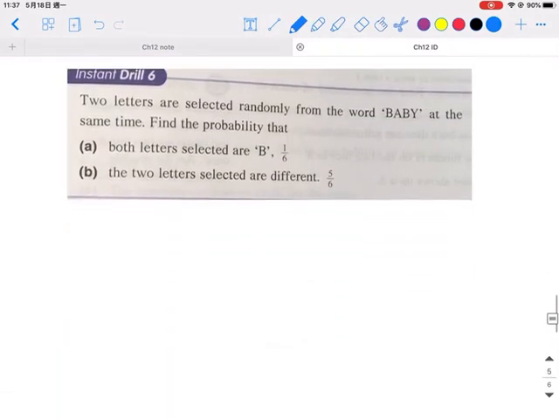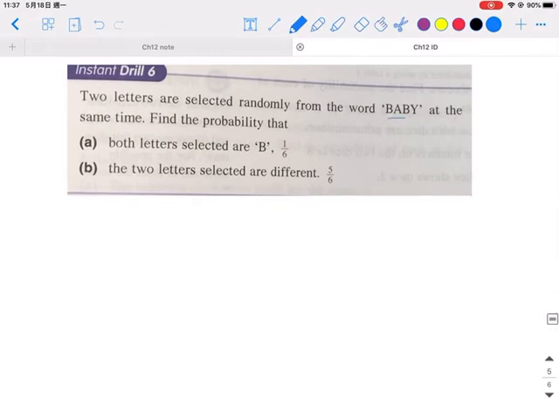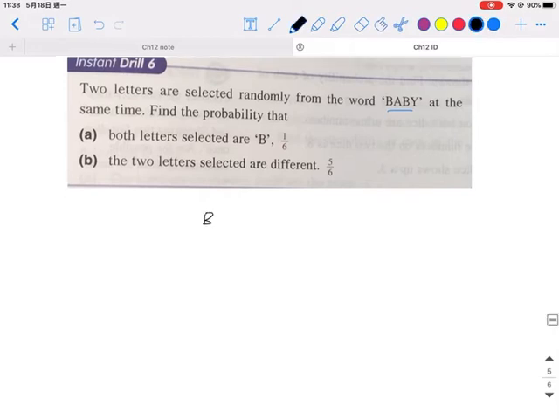And then for instant drill 6, 2 letters are selected from the word BABY at the same time. Find the probability that both letters selected are B. So first of all, we try to list out all the outcomes. So B, A, B, Y. Okay, and then B, A, B, Y.